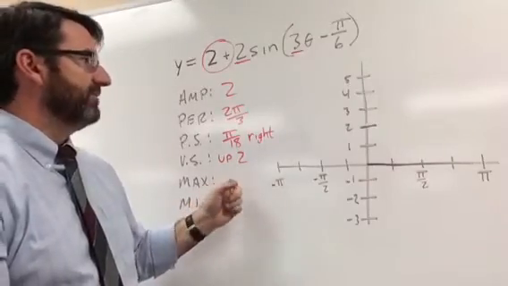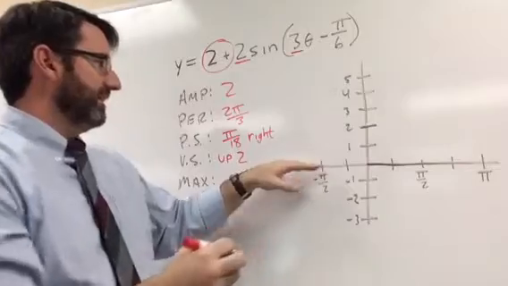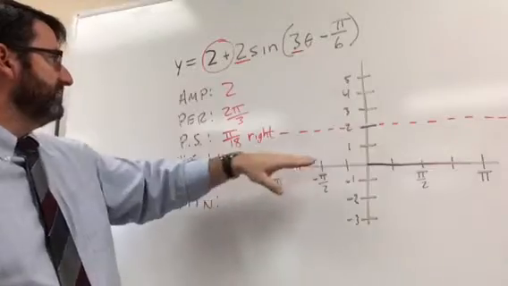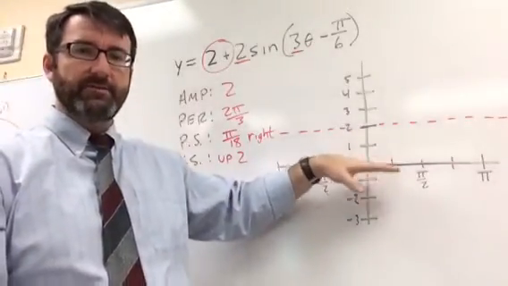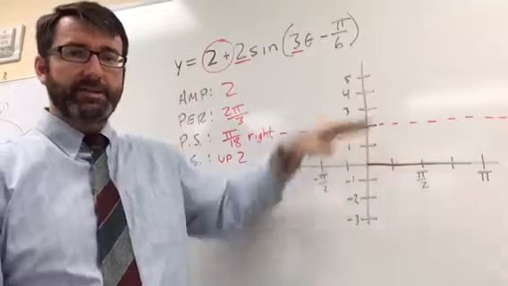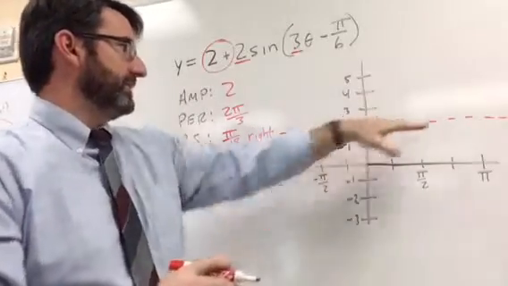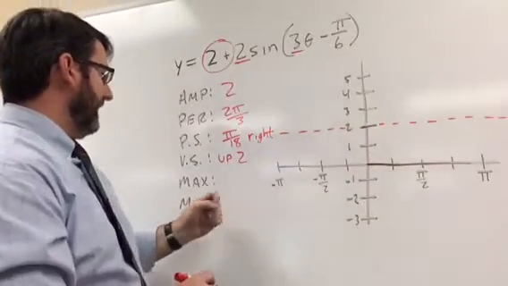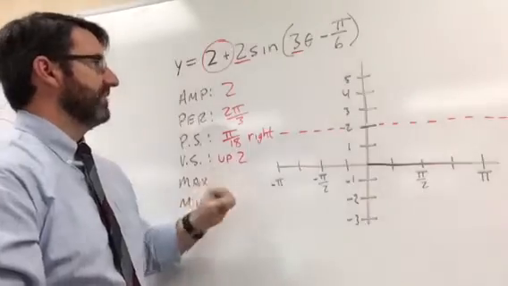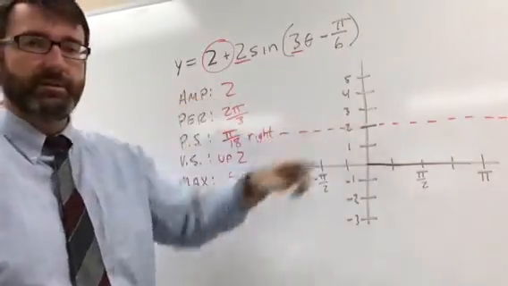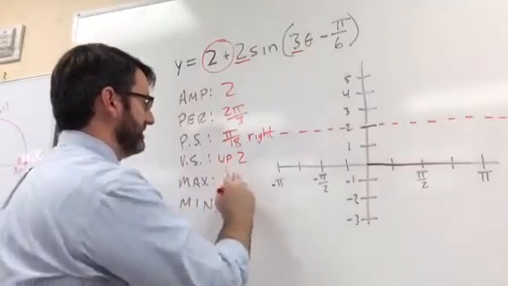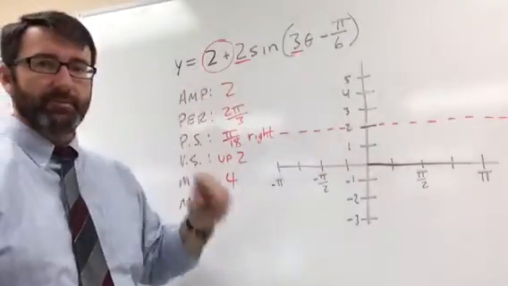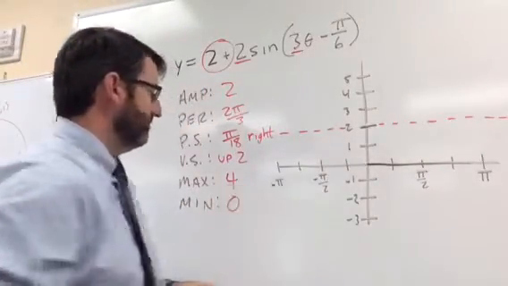And then the maximum, to find the maximum, our midline is going to be at 2, since we've shifted up 2. That vertical shift takes our midline, which is normally at 0, and shifts it up to 2. So our midline is at y equals 2. And to find the maximum, we're going to add our amplitude to the midline. So 2 plus 2 is going to give us a maximum of 4. To find the minimum, we're going to take that midline and subtract our amplitude. So 2 minus 2 gives us a minimum of 0.